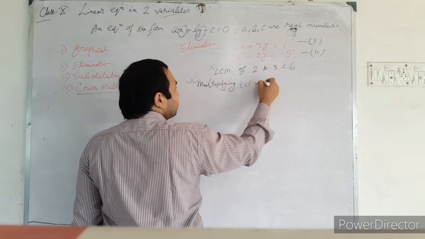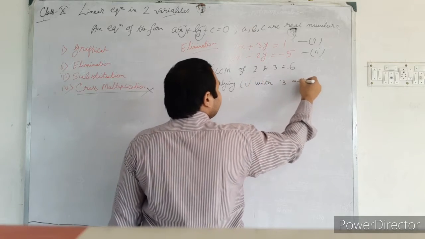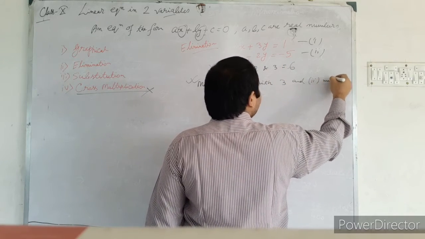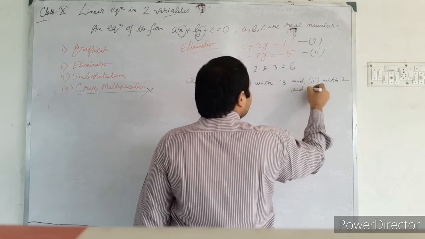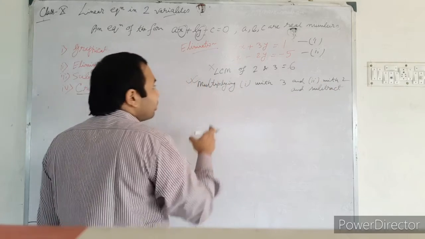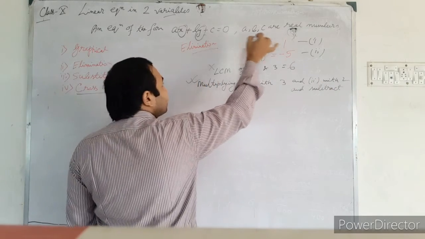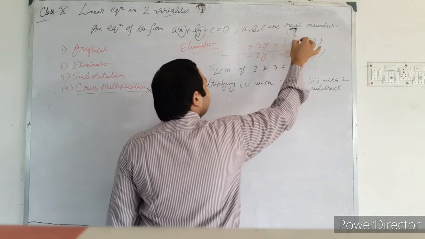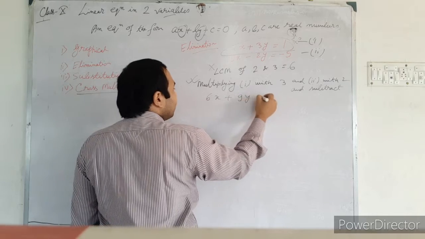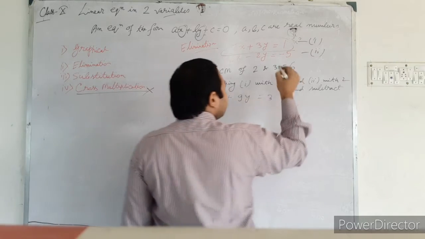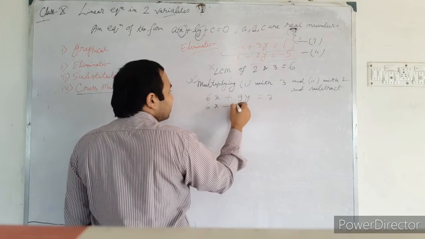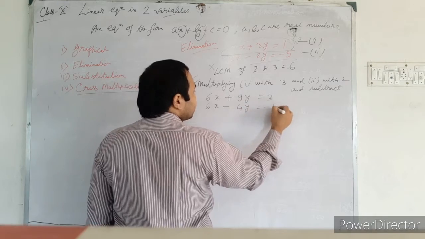1 with 3 and 2 with 2 and subtract. Why subtract? I will say later. So 1 with 3, that means this total will be multiplied by 3. So 3 into 2x is 6x plus 3 into 3y is 9y equals 3 into 1 is 3. This total will be multiplied by 2 here. So 2 into 3 is 6x minus 2 into 2 is 4y equals minus 10.